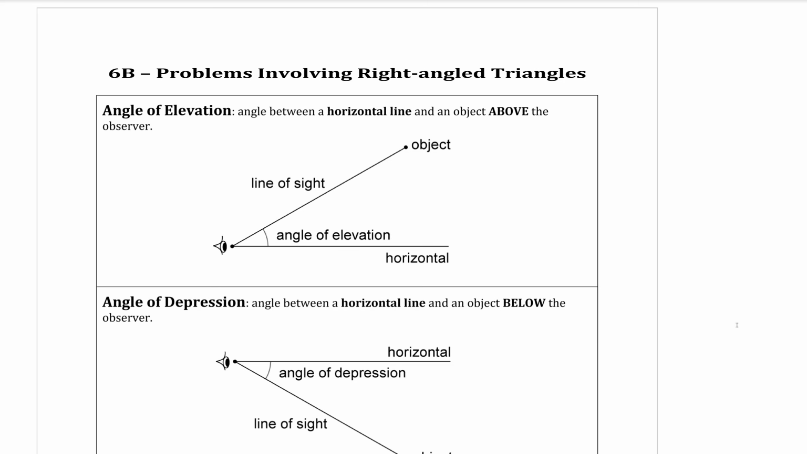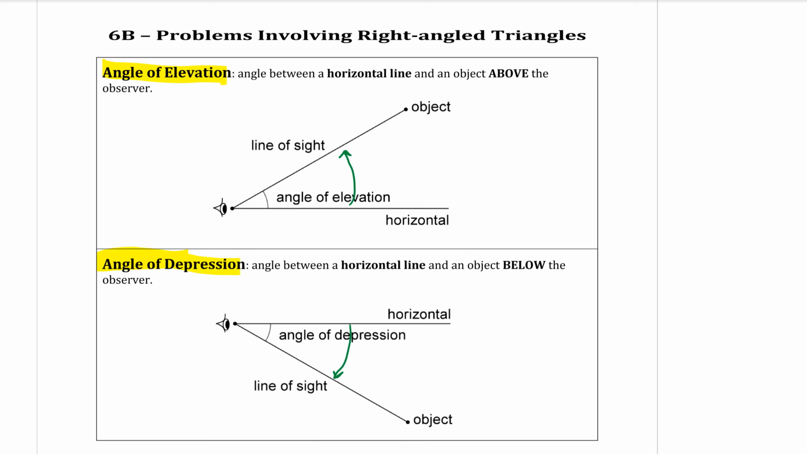So first of all, angles of elevation and angles of depression. For both of these, you need to start with a horizontal line. An angle of elevation is the angle coming up from a horizontal line, and the angle of depression is the angle going down. So it's always from that horizontal, up for elevation, down for depression.